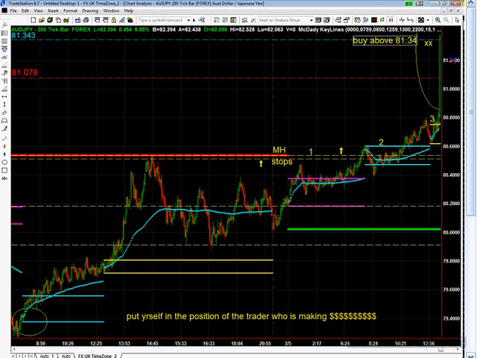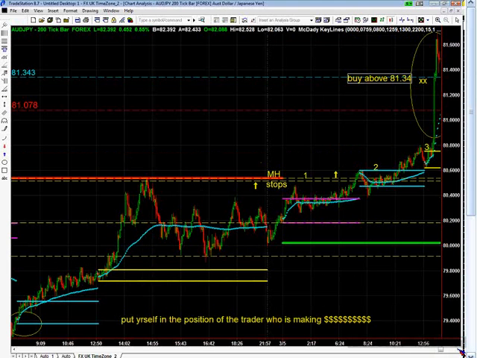worst case scenario, if I cannot buy it sooner, I'm going to buy it above the 81.34. Why? Because I am now identifying a market condition which is trending, which is momentum coming in, and that tells me I need to be a buyer.